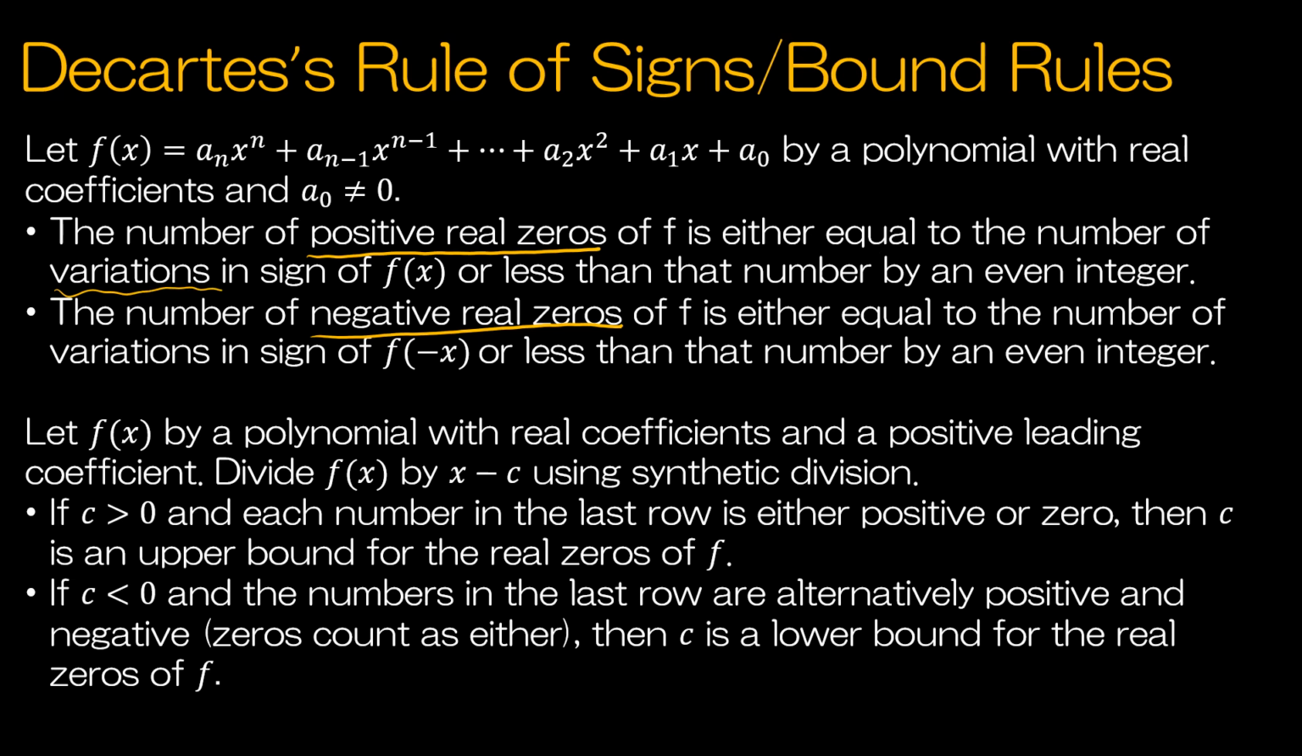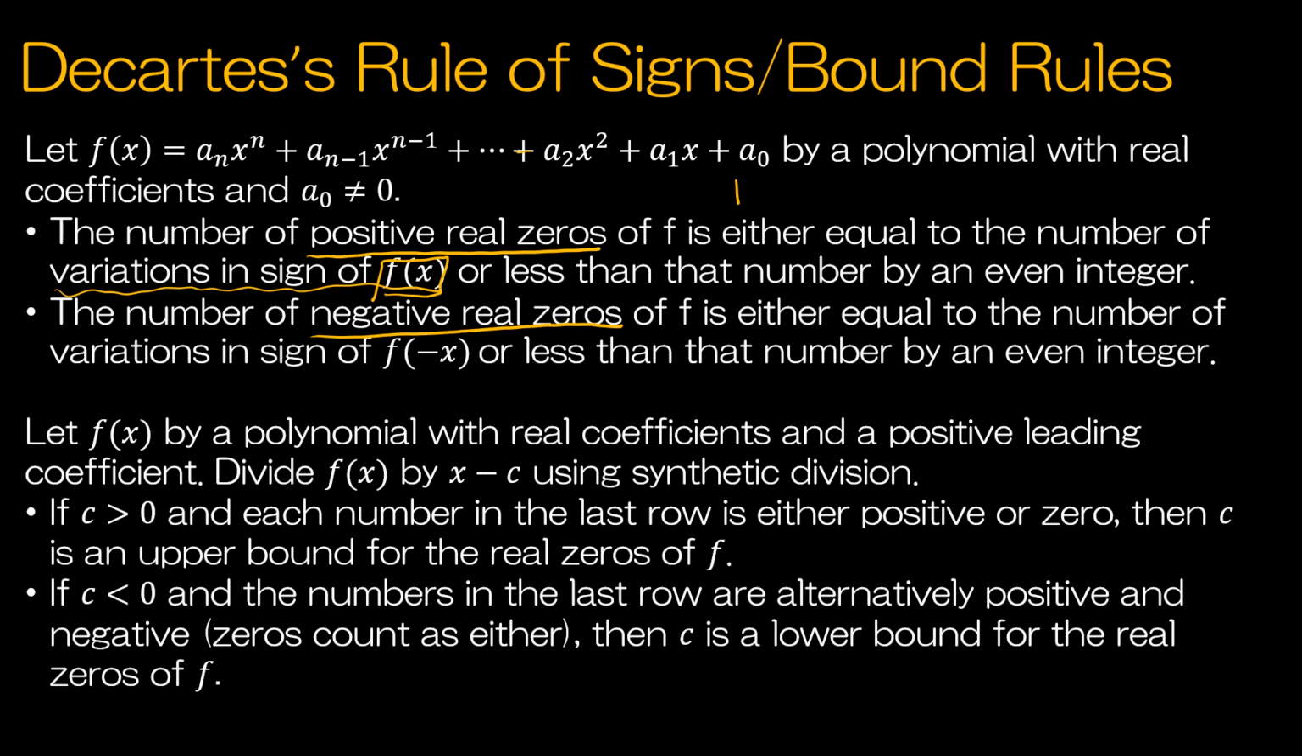So this is variations in sign of f of x. So if you've got a plus and then the next one's a minus, that's a sign change. And then if the next one's a plus, that's a sign change. So basically you're counting up the number of sign changes. And so if we're looking at f of x, the number of positive real zeros is either the number of sign changes or less than that by an even integer. So if, say we had 3 sign changes, it had to be either 3 or 1 positive real zero.